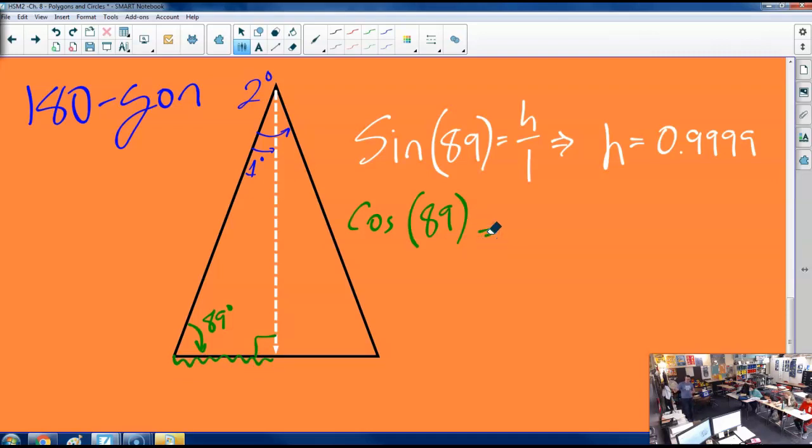I got 0.017. So very small opening at the bottom because, well, 1 degree. Hinge theorem would tell us that'd be a small opening. That times this is going to be really small.